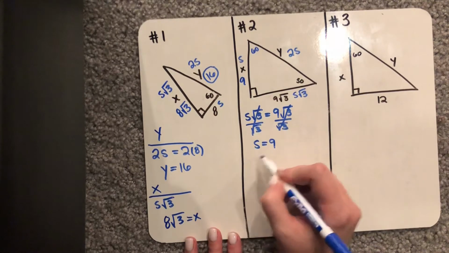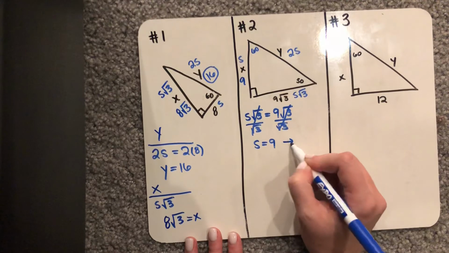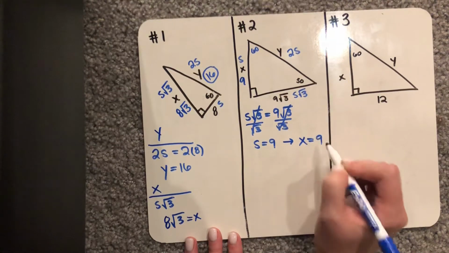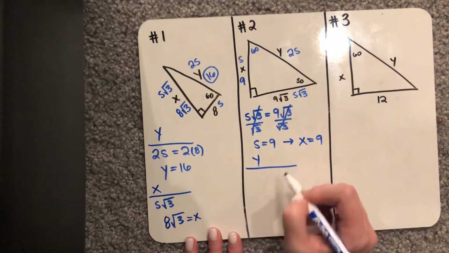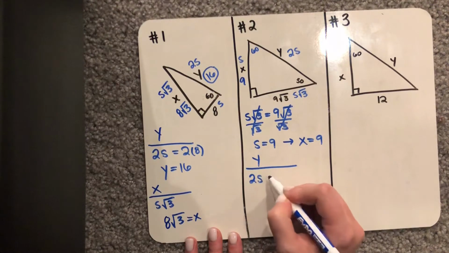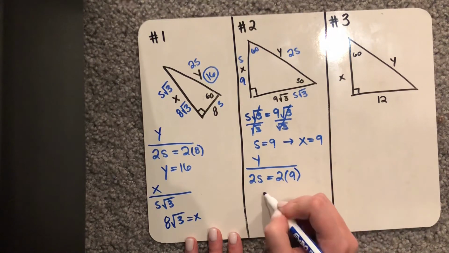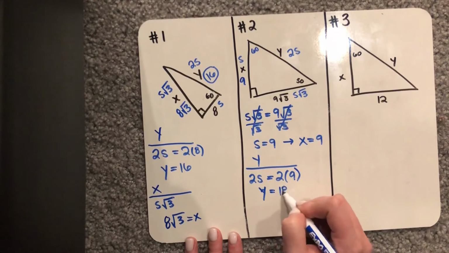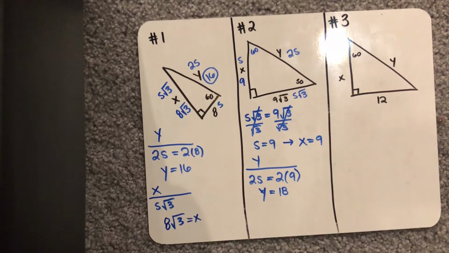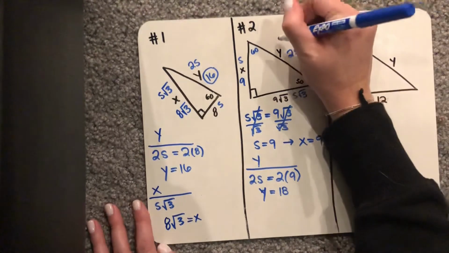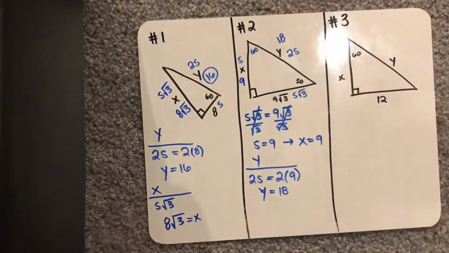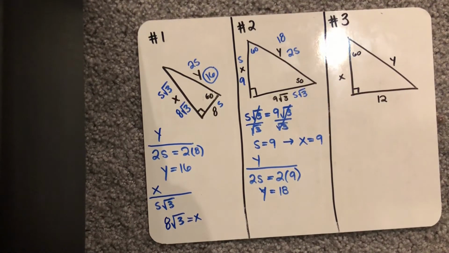So now to find, X is also 9. So now to find Y, I'm going to plug 9 in for 2S. So I'm going to get 2 times 9. So my Y is going to be 18. So Y up here is 18. So that one was pretty nice, straightforward as well.